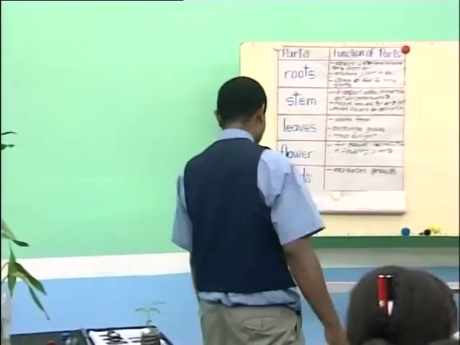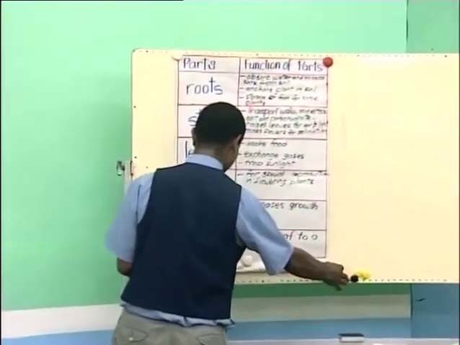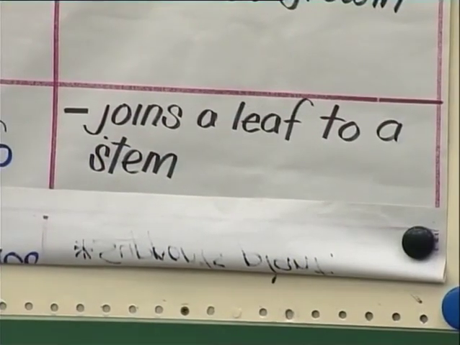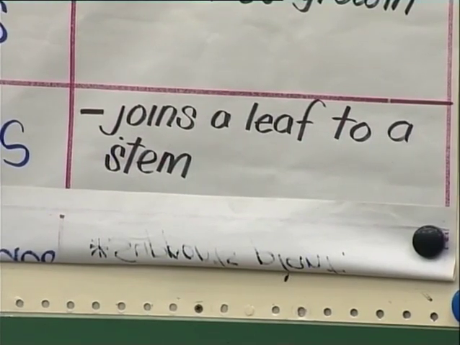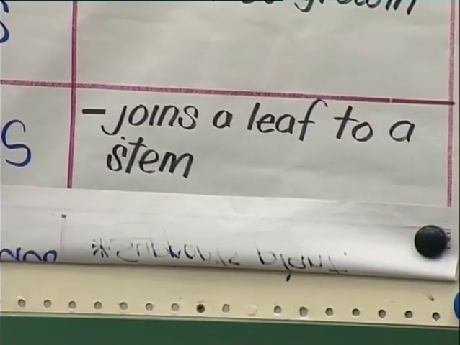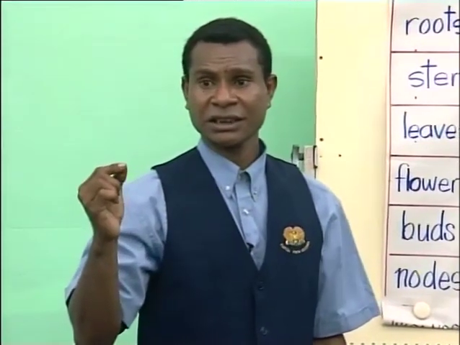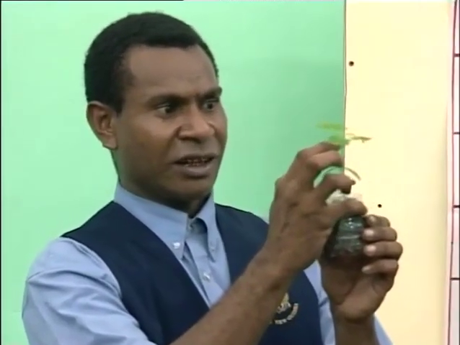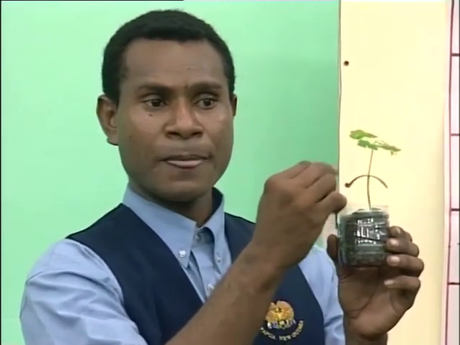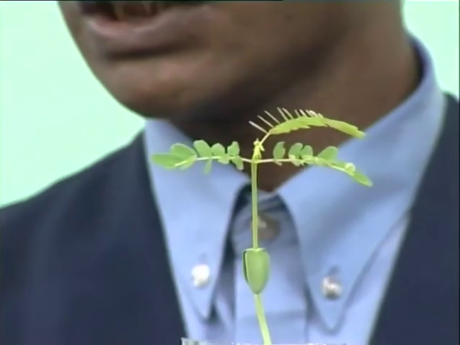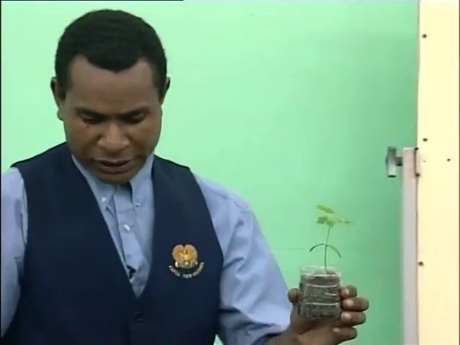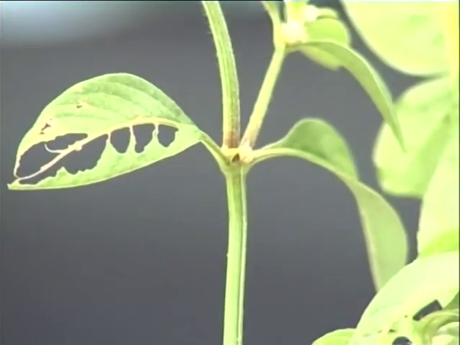Let's have a look at what we have for the function of nodes. Again, if you look closely, it is the joint, the swollen part at the end of the stalk that joins the leaf to the stem of the plant. If you look at your plant, you will see the node is just below. It is the bulging part at the end of the stalk attached to the stem of the plant. So have a look at your plant in front of you and identify the node of the plant. Right? So this function is to join the leaf or the branch to the main stem of the plant.